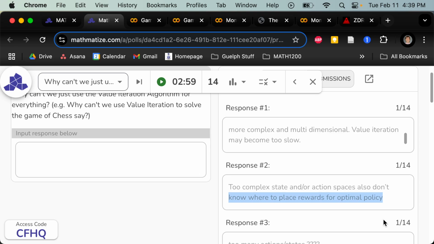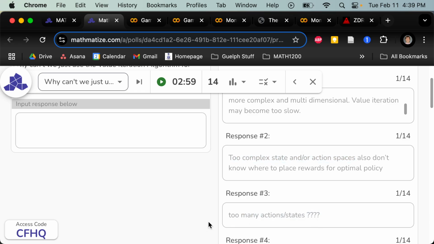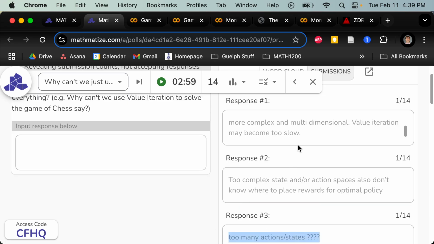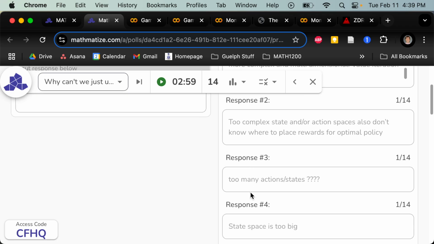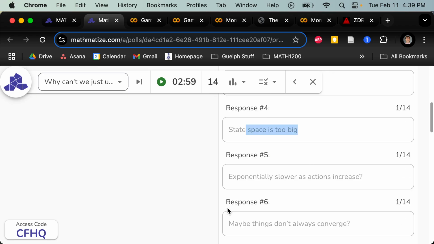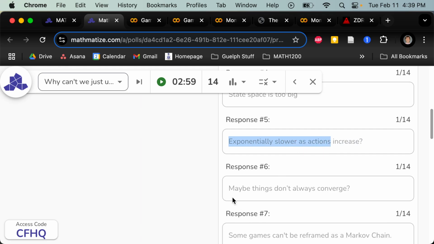Sometimes it's hard. Like, is this AI generated poem a good poem or a bad poem? That's a hard question. So usually the second thing isn't as big of a problem, but the complex state or action space, that is the problem. Yeah, too many actions or states. So again, because it's slow, the state space is too big, very nice. Exponentially slower. I think it's polynomially slower, but yes, okay.